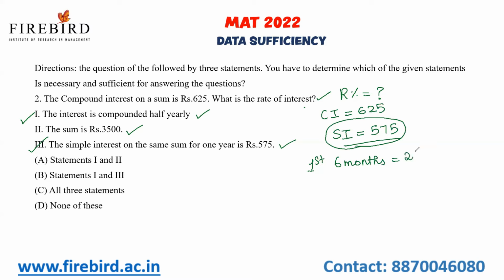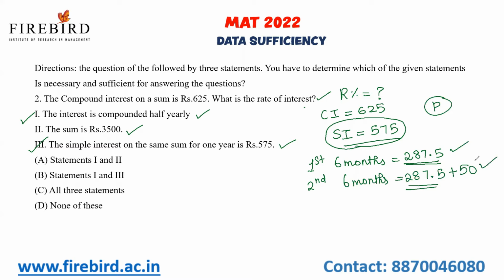your value will be 287.5. And for the second 6 months, you will get what? Another 287.5 as interest for the amount which you have invested, right? For the principal amount, for the first 6 months, 287.5 is your interest. For the second 6 months, same 287.5 rupees you will get as interest. Plus, you will get the interest for the interest which you have generated in the first 6 months also. So total compound interest is what? 625. What is the difference? 50 rupees. That 50 rupees is nothing but interest for the first 6 months interest amount.